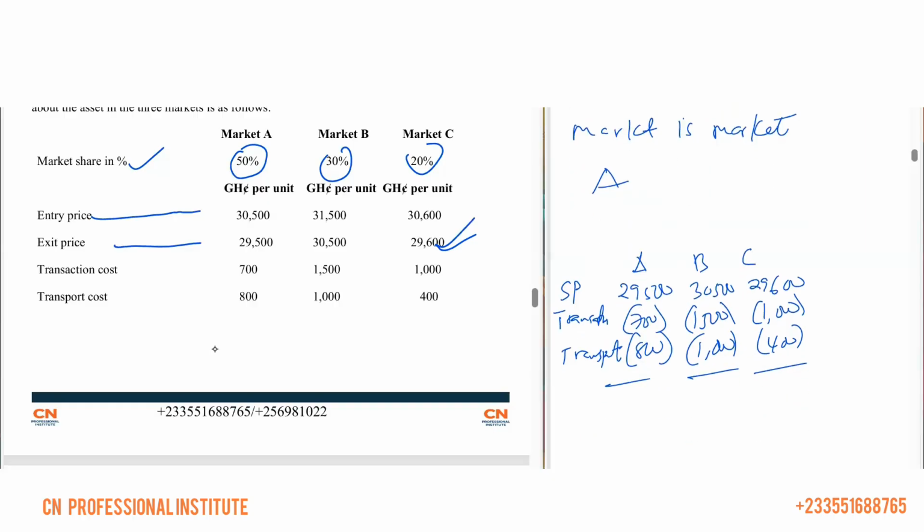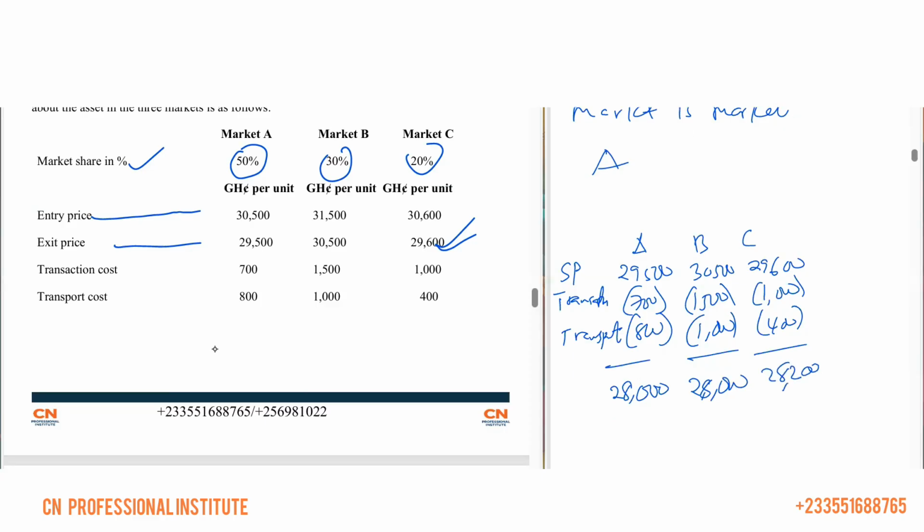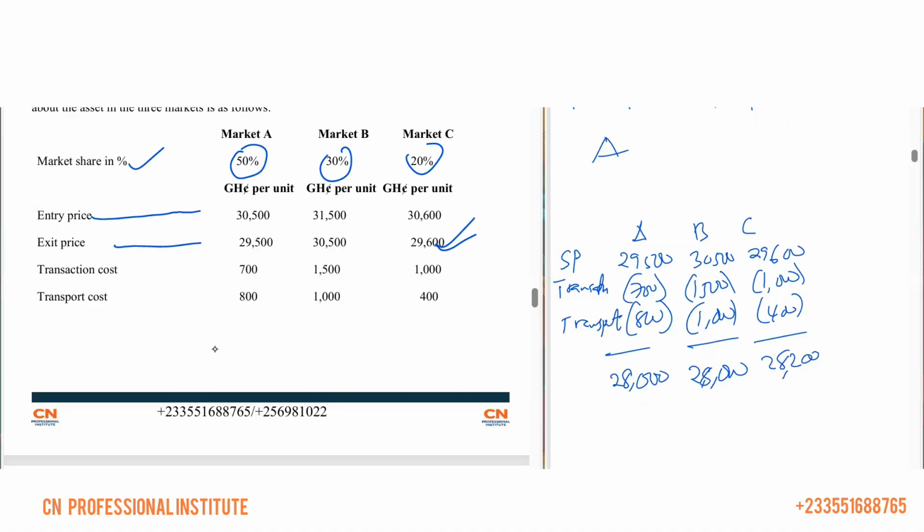So 29,500 minus 700 minus 800, I'm getting exactly 28,000. Then this one, 30,500 minus 1,500 and 1,000, is also giving me exactly 28,000. And then the last one is giving us 28,200. So you see, the net amounts, all these are in monetary value.